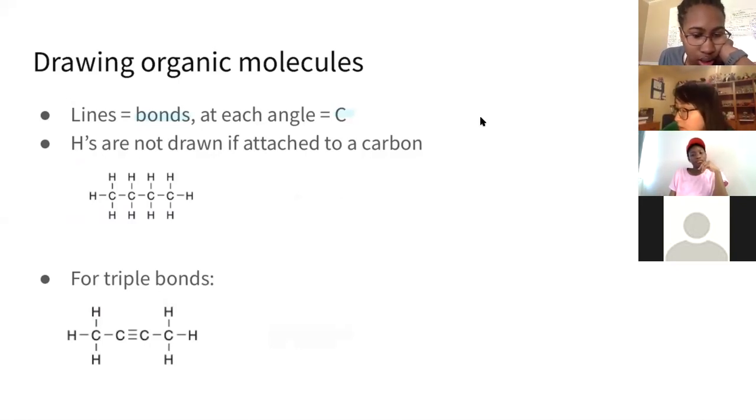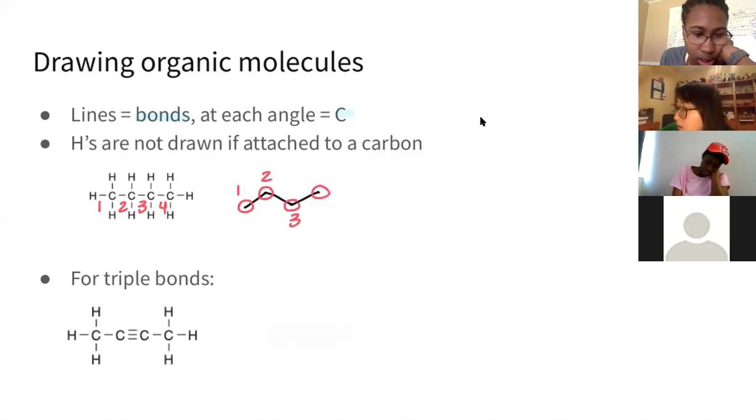The first thing you want to do is count your carbons. So we're going to count these: 1, 2, 3, 4. You see that I put these all at an angle. If you circle the angles and count them, it'll be 4, which is the amount of carbons you have.